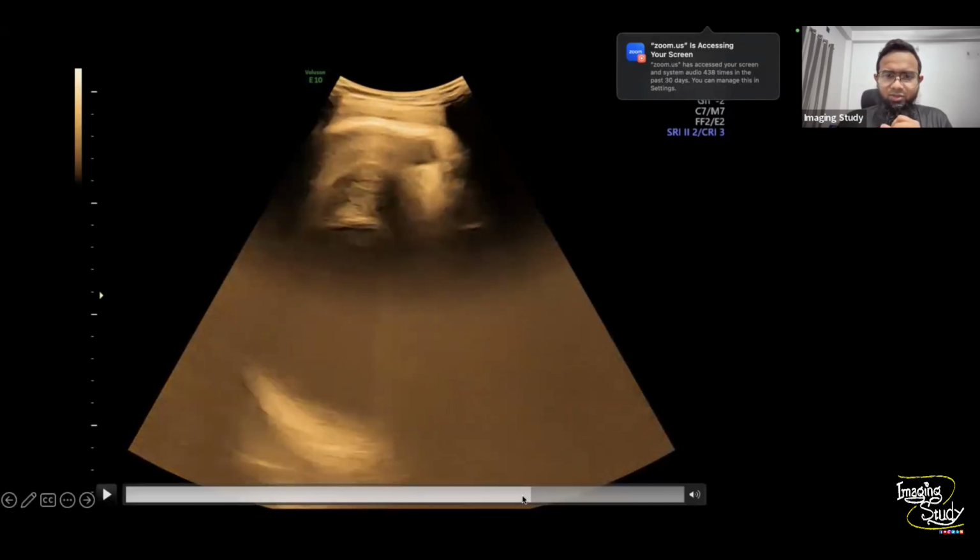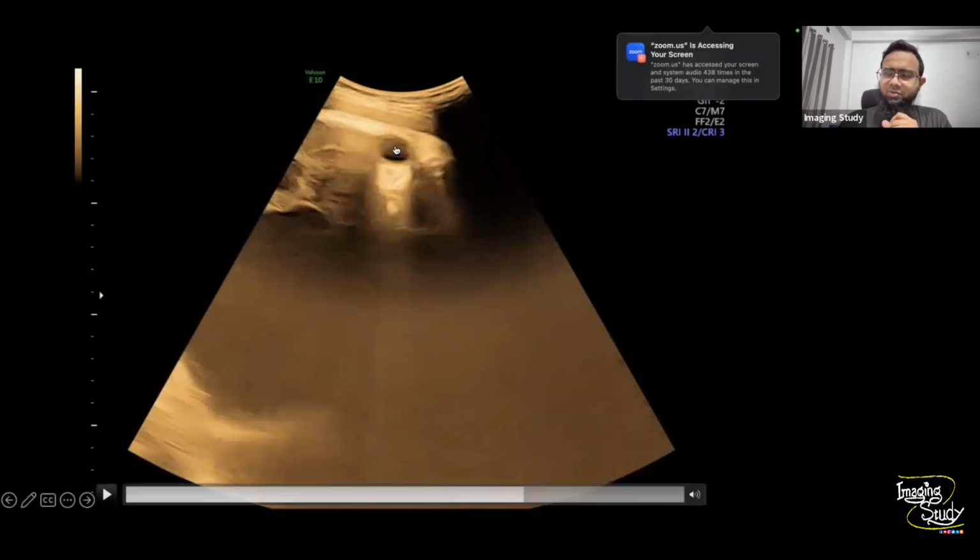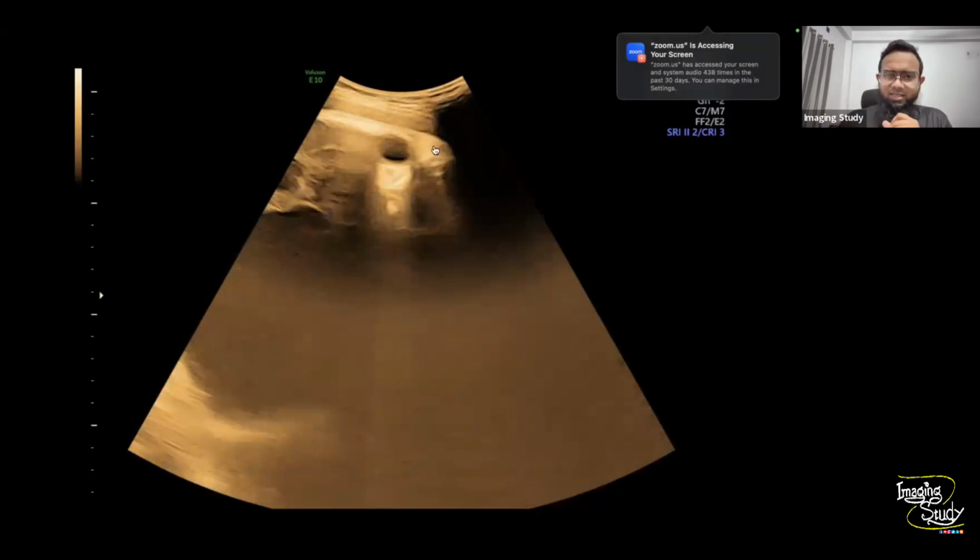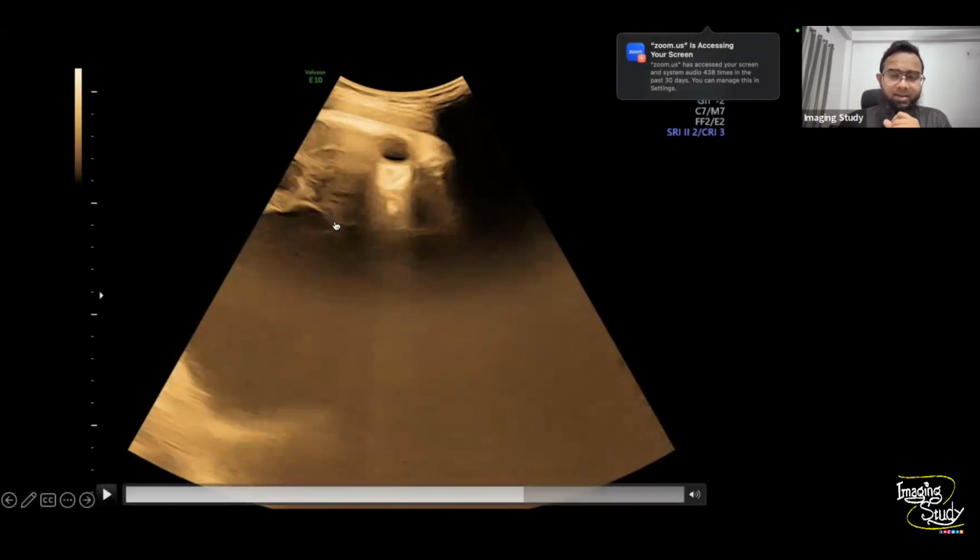Let me freeze the image. Just go and back. You see this cystic structure? What is this? This is the orbit. So that means this is the frontal aspect or anterior aspect of the baby. So this should be the posterior aspect. That means this is the posterior fossa cyst, obviously.